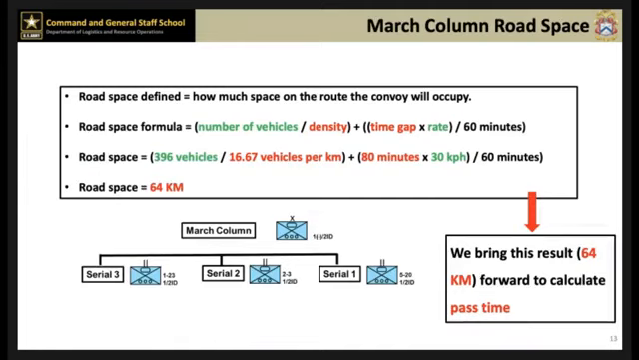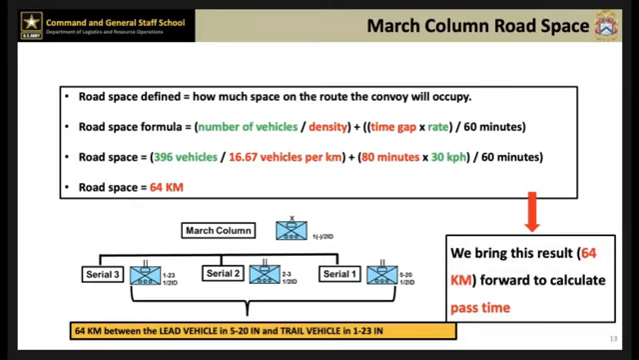This slide shows how the number of vehicles, vehicle density, time gap, and rate of march are used to calculate road space for a march unit. We'll need this result to figure out the pass time for the convoy. Remember, the road space represents the distance between the lead vehicle and the trail vehicle in the convoy. One correction. We're calculating the road space for the march column, not a march unit, as I said before.